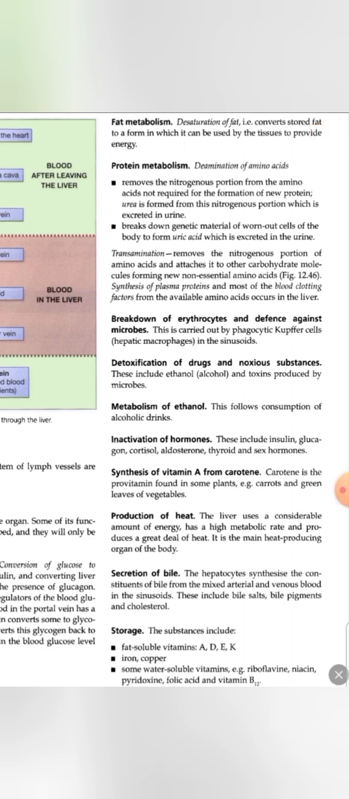fat metabolism, protein metabolism, and also breakdown of erythrocytes and defense against microbes. Then detoxification of drugs and noxious substances. It helps in detoxifying the unwanted drugs and other substances. And metabolism of ethanol, inactivation of hormones, then synthesis of vitamin A from carotene, and also production of heat. Then secretion of bile is also a function of liver.